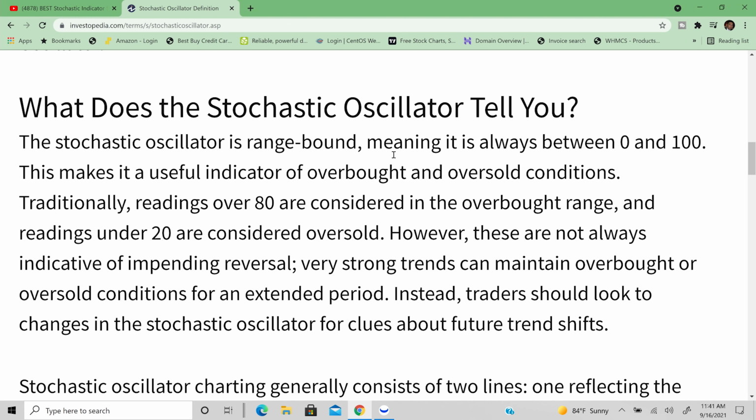The stochastic oscillator is range bound, meaning it is always between 0 and 100. This makes it a useful indicator for overbought and oversold conditions. Traditionally, readings over 80 are considered overbought and readings under 20 are considered oversold. However, these are not always indicative of impending reversal. Very strong trends can maintain overbought or oversold conditions for an extended period. Instead, traders should look to changes in the stochastic oscillator for clues about future trend shifts.